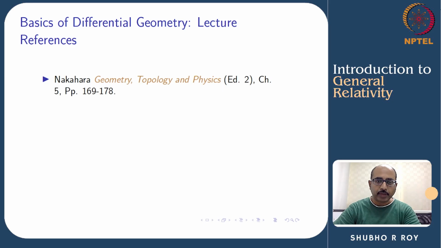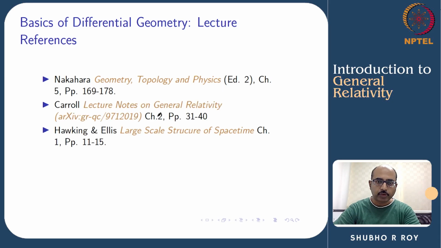All right, so the main reference for this lecture, which is intended to familiarize you with some elementary ideas from differential geometry, is chapter 5 of Nakahara's text. Page numbers are indicated here. Carroll's lecture notes, chapter 2, these pages, and Hawking and Ellis, chapter 1, these pages, also cover similar material, so they can be treated as an alternative reference for this lecture. As usual, the lecture notes will be posted on the NPTEL/SWAM website.